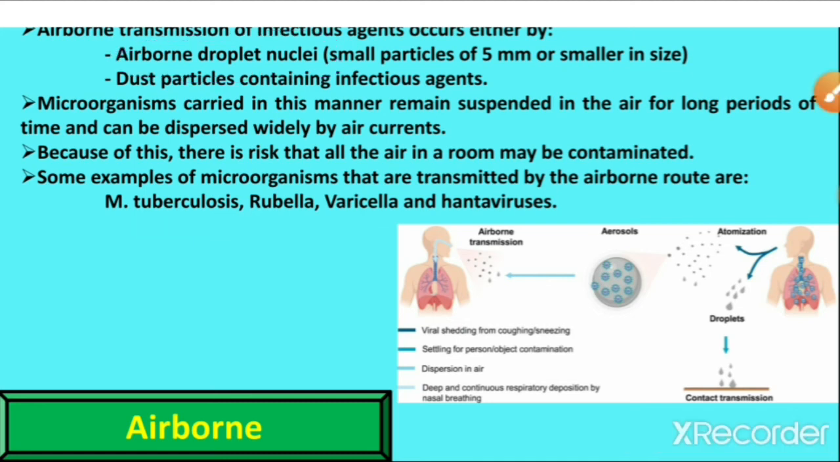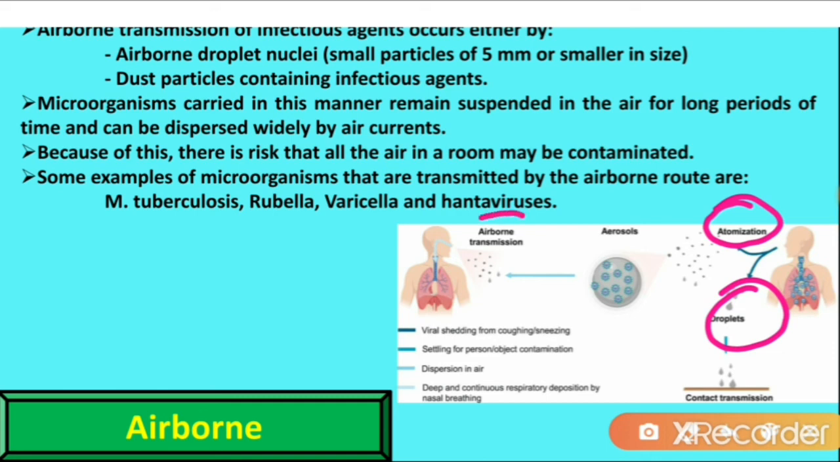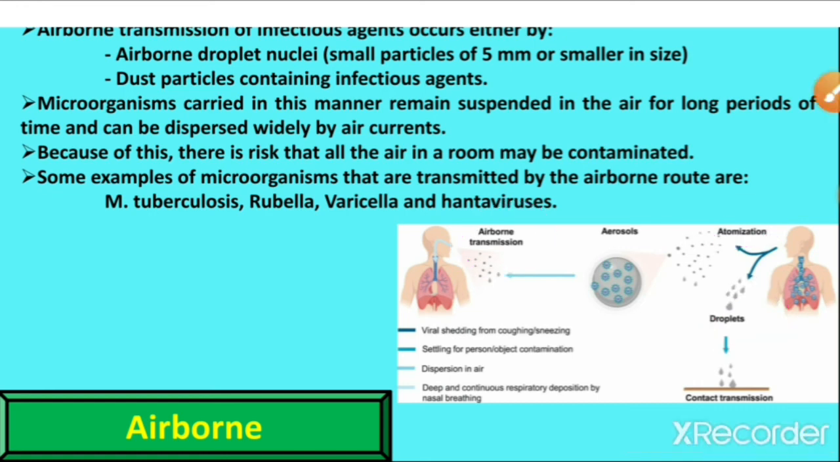Now here we can see this figure. The person is talking or sneezing, through which atomization is occurring. The particles and droplets are coming out, and these droplets land on the surface, and this is known as contact transmission. Here, another person is coughing, and airborne transmission is occurring. It totally depends on each other.